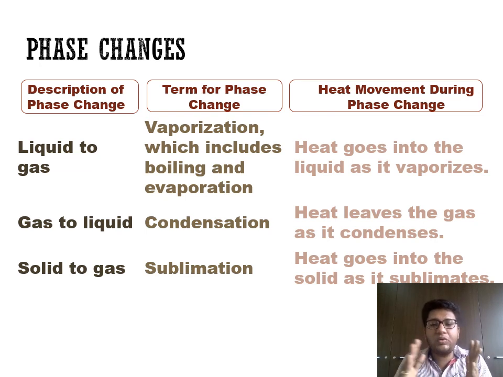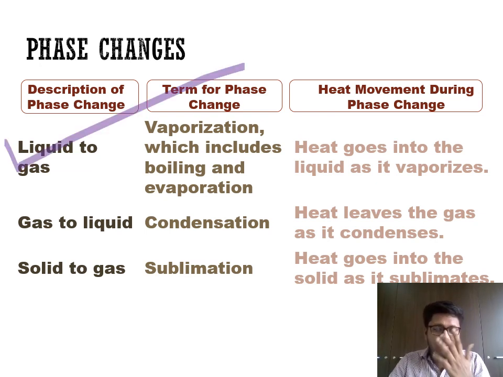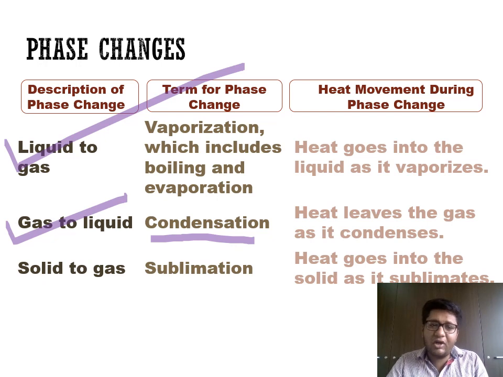So liquid to gas. When the shift is from liquid to gas, it is called vaporization, which includes boiling and evaporation. Heat goes into the liquid as it vaporizes. Coming to the second one, gas to liquid. The process is called condensation. When a gaseous material loses heat, it condenses, and by the process of condensation, it transforms from gas to liquid state. And the last one is solid to gas.